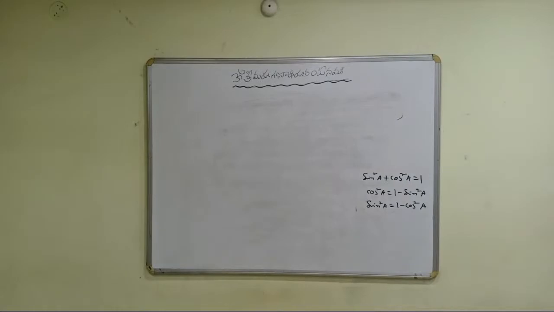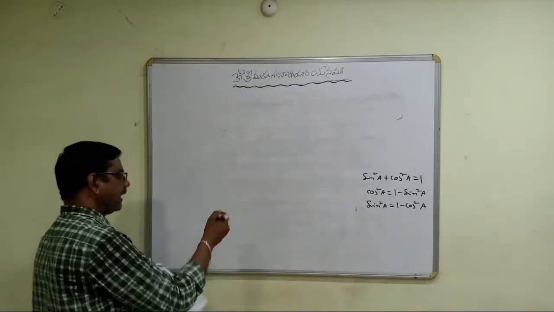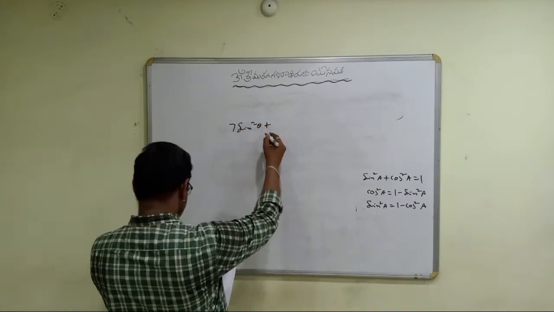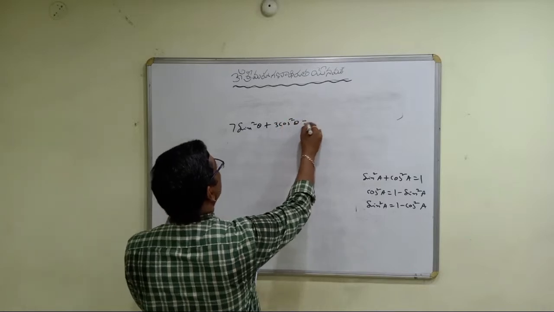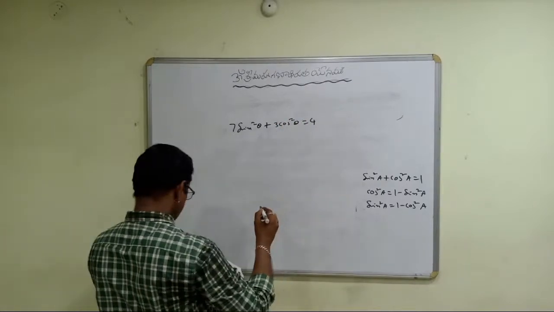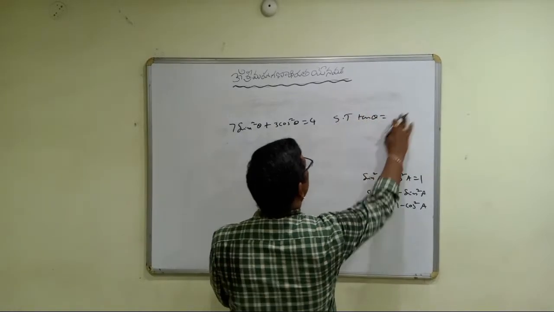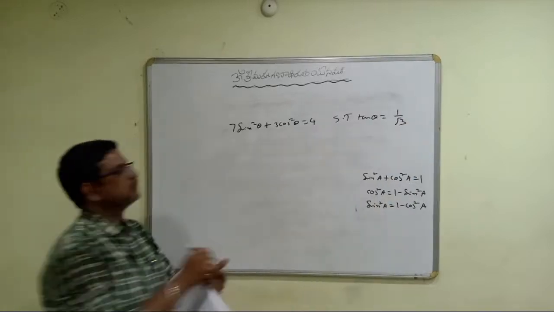What is that? 7 sin square theta plus 3 cos square theta is equal to 4. Show that tan theta is equal to 1 by root 3. This is the question.